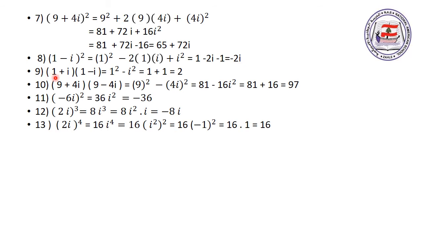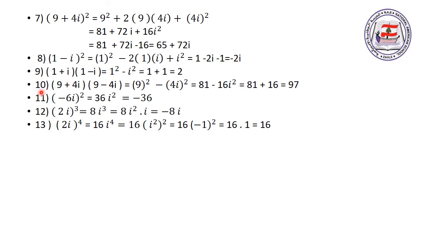In example 9, 1 plus i into 1 minus i, it's in the form of a plus b into a minus b. It gives the difference of two squares, a square minus b square. So 1 square minus i square. Replacing i square by negative 1, we get 1 plus 1 equals 2.